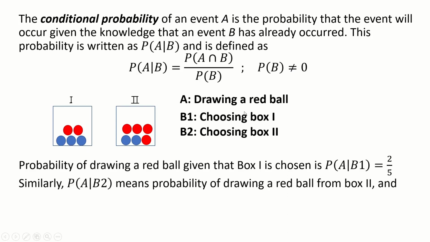Similarly, probability of A given B2. It means B2 has happened first. B2 means choosing box 2. So box 2 has been chosen and then you are drawing a red ball. So you are selecting box 2 and then you are picking a red ball from box 2. And this probability will be, there are 4 red balls in box 2 and total 6 balls. So it will be 4 by 6.